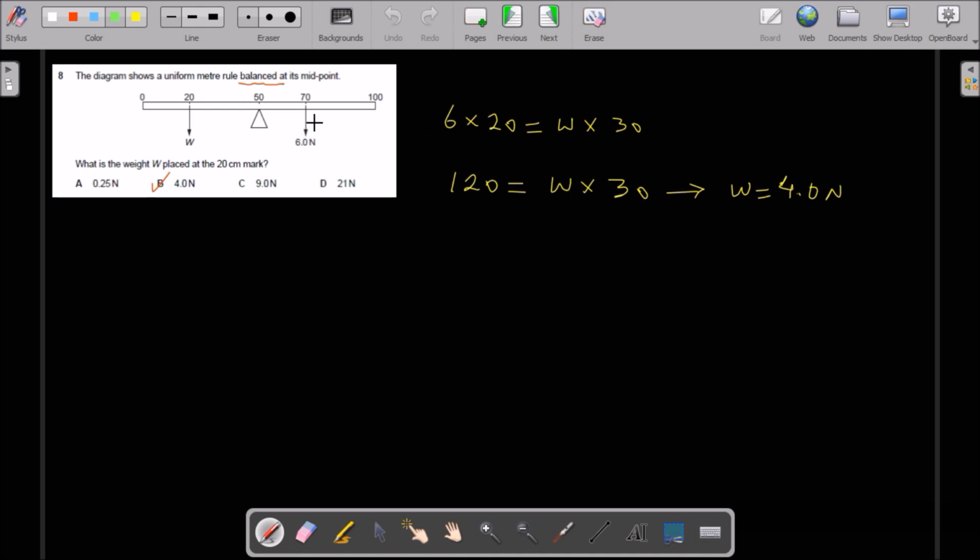So there is one clockwise moment, which is 6 times 20. 20 is the distance to the pivot, so 70 minus 50 is 20. And for the anti-clockwise moment, we have one force, which is W, times 50 minus 20. So 50 minus 20 is 30. That's why W will be 4. If you calculate, W will be 4.